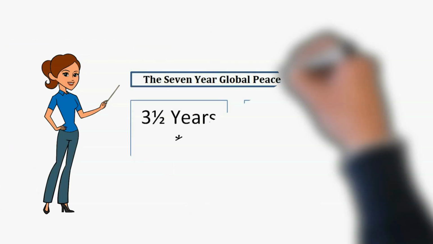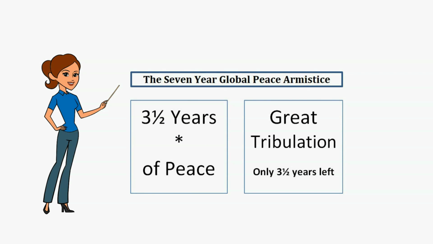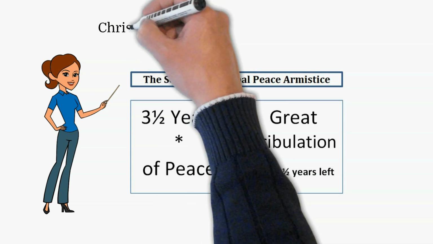How can the entire 7-year covenant be tribulation, if the first 3.5 years of the covenant is peaceful? Peace is the opposite of tribulation. This means only the second half of the covenant is the Great Tribulation period.